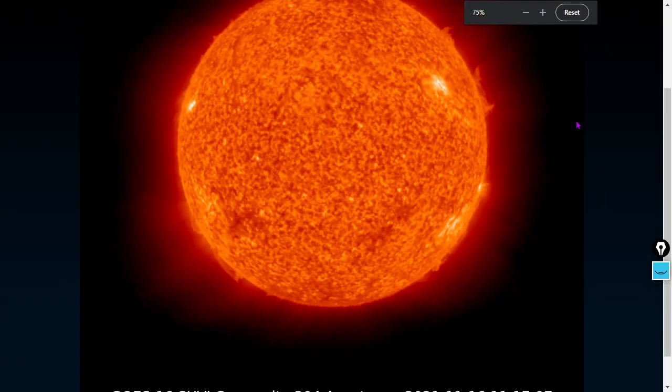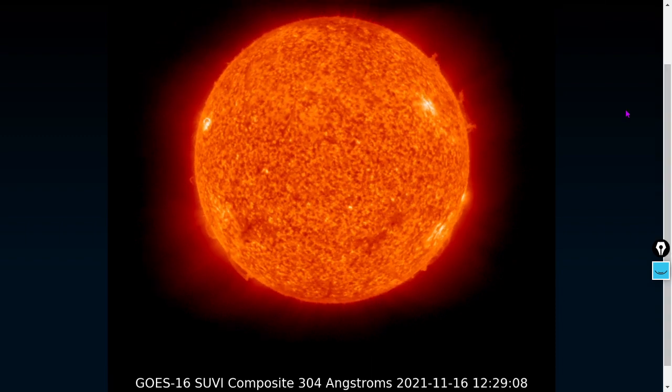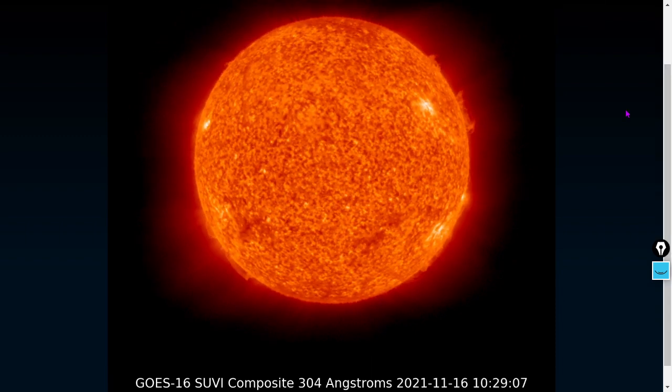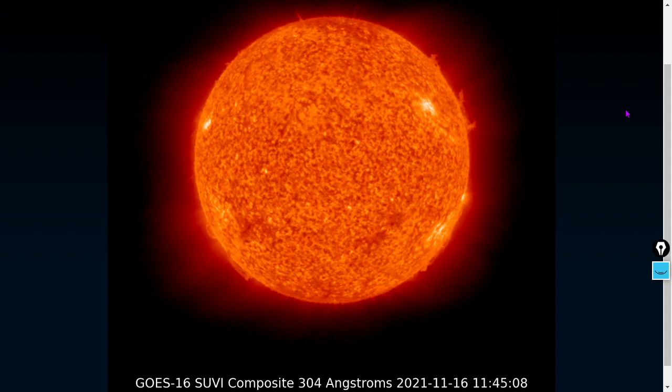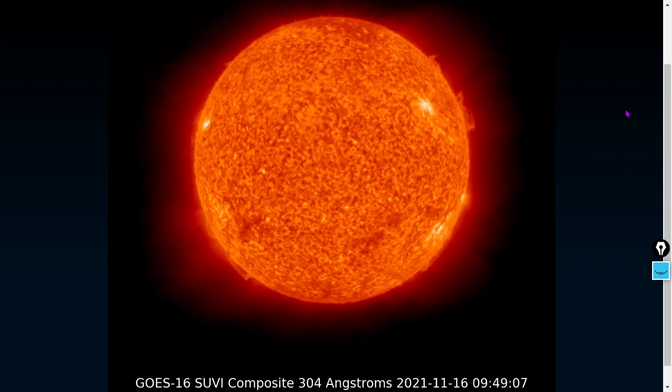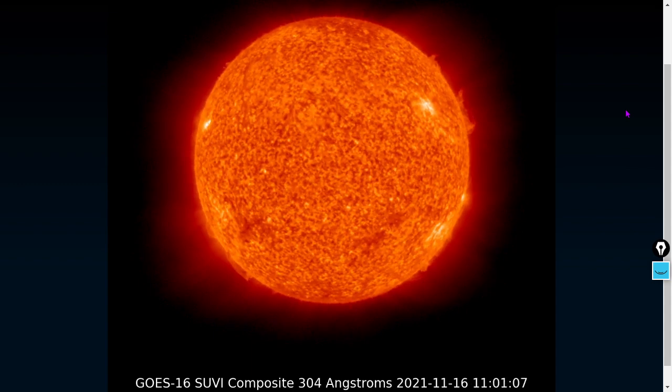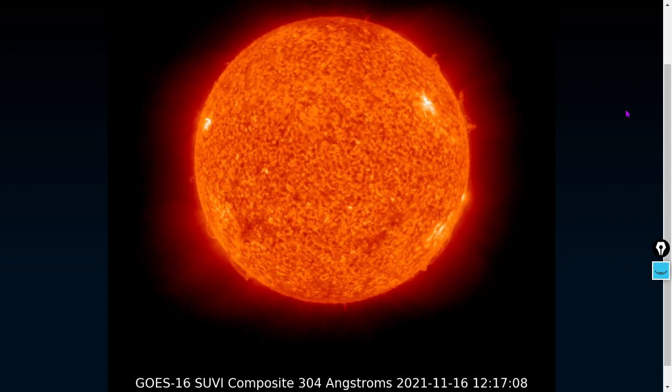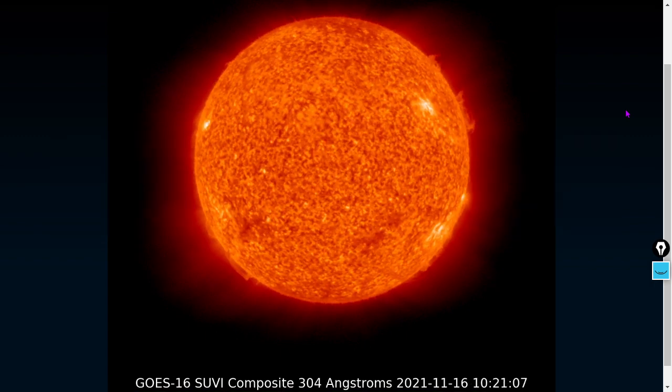Here's your GOES 16 latest SUVI imagery. That's helium, by the way. That's ionized helium, 304 angstroms from the GOES 16 SUVI. And as you can see from the timestamp at the bottom, it is quite timely data indeed.